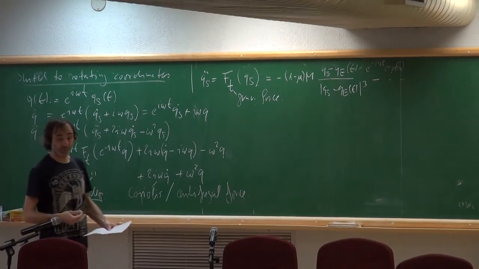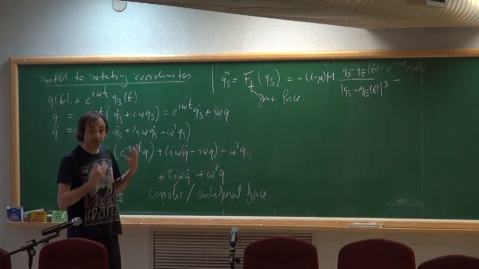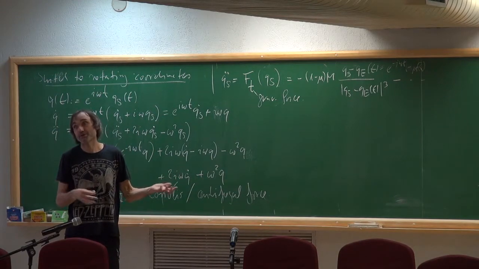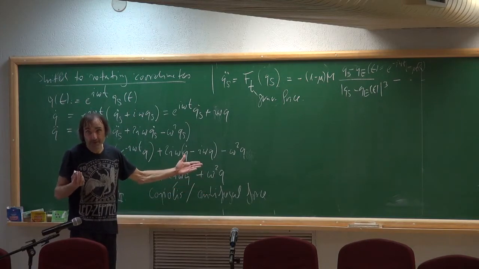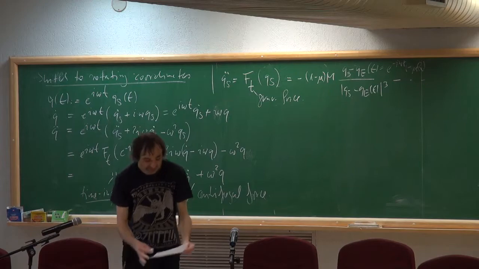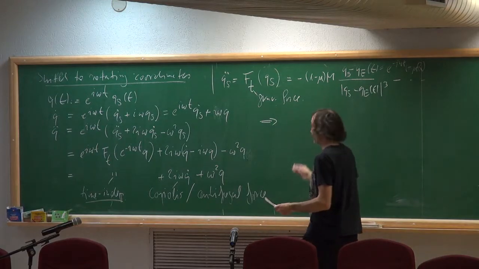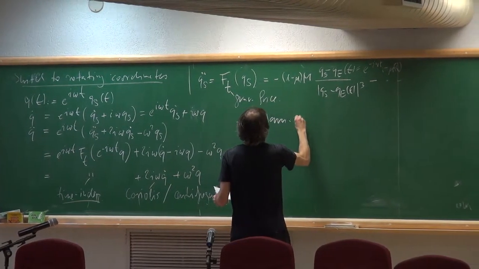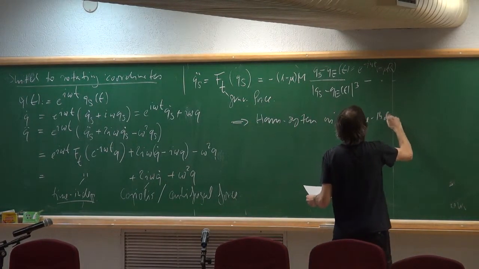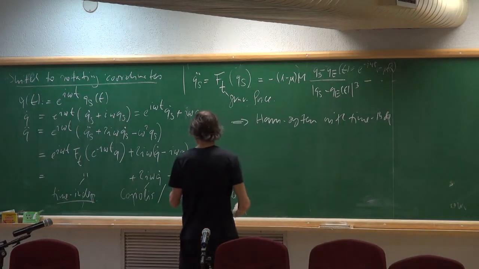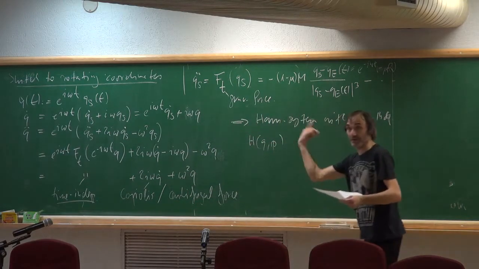We are transforming from a Hamiltonian system with time-dependent Hamiltonians, by going to rotating coordinates, to a Hamiltonian system where the Hamiltonian is now time-independent, at the expense of getting two additional forces. So now we are in a Hamiltonian system with time-independent Hamiltonian, and the Hamiltonian is of the form h of q, p. Now q, p are the coordinates in my rotating system.